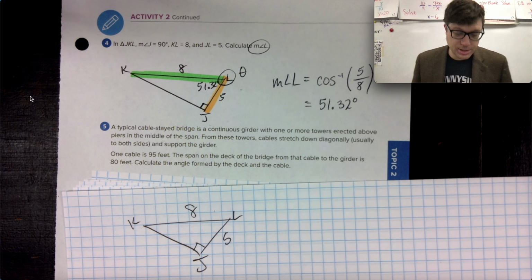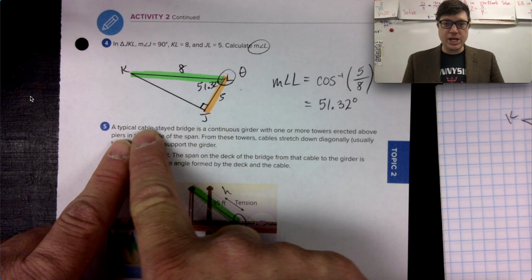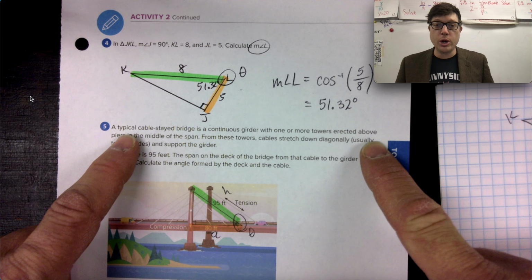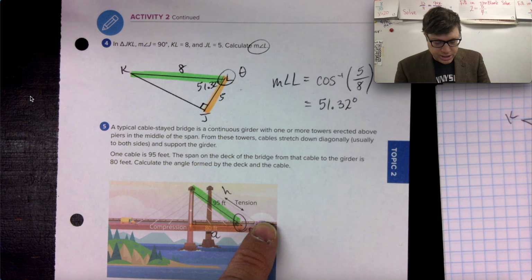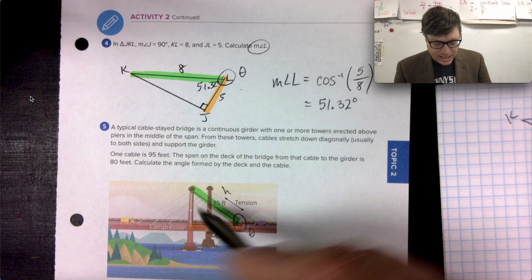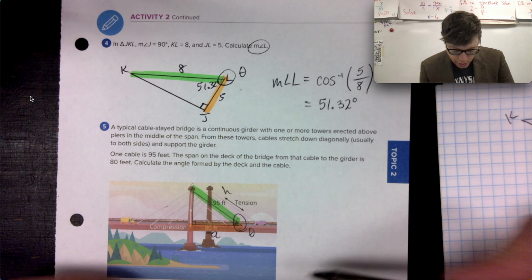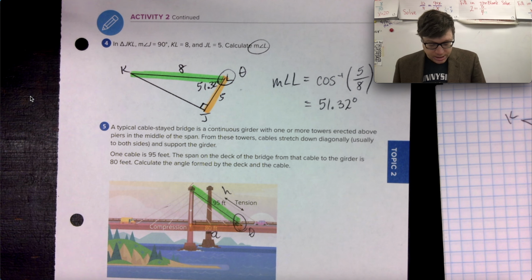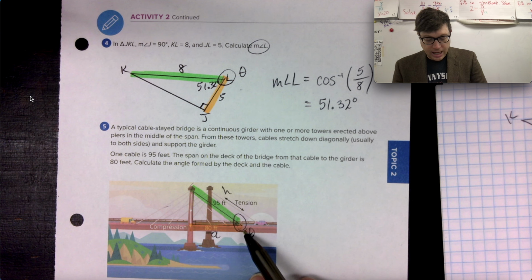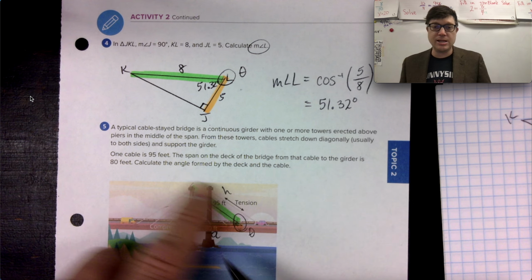Okay, you're still here, so let's go. A typical cable bridge is a continuous girder with one or more towers erected above piers in the middle of the span. From these towers, cables stretch down diagonally to both sides, and they support the girder. One cable is 95 feet, and the span on the deck of the bridge from that cable to the girder is 80 feet. Calculate the angle formed by the deck and the cable.